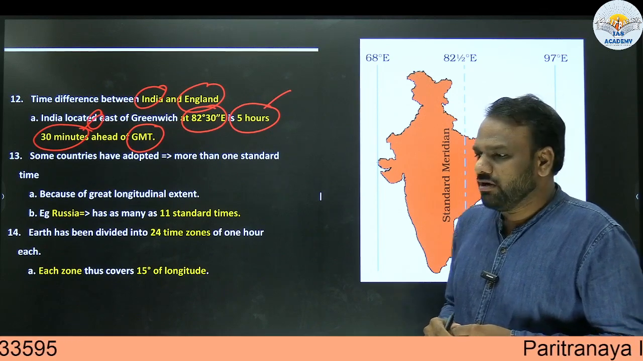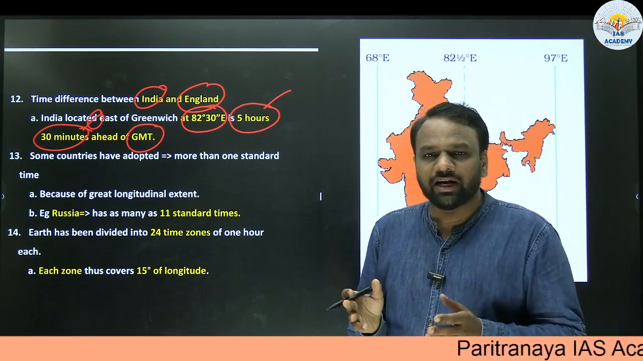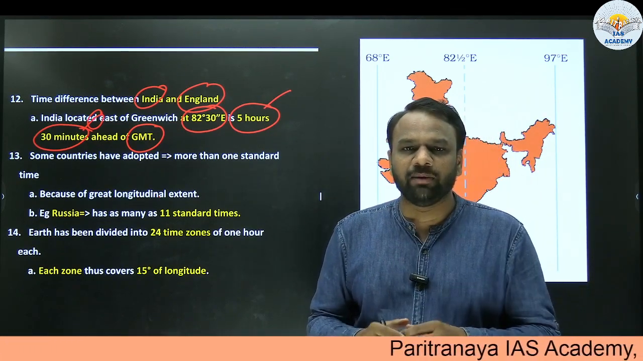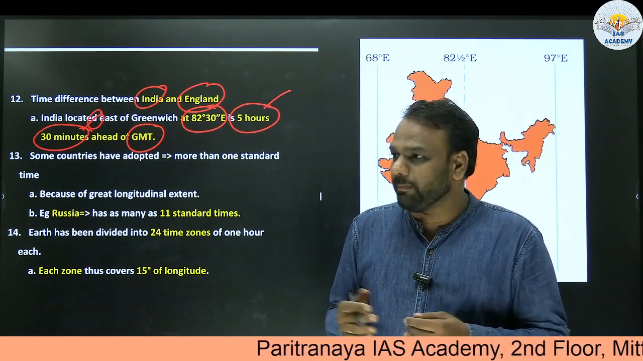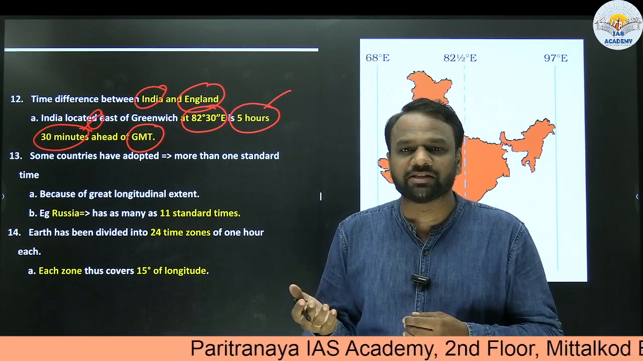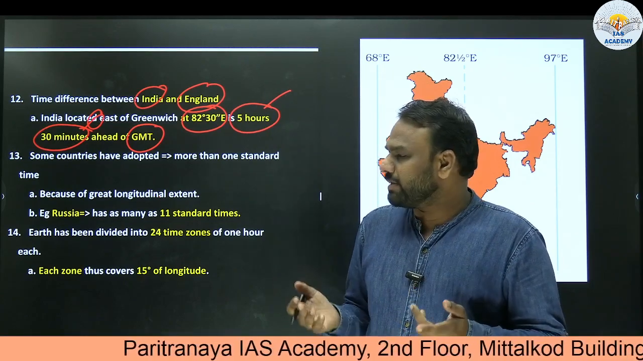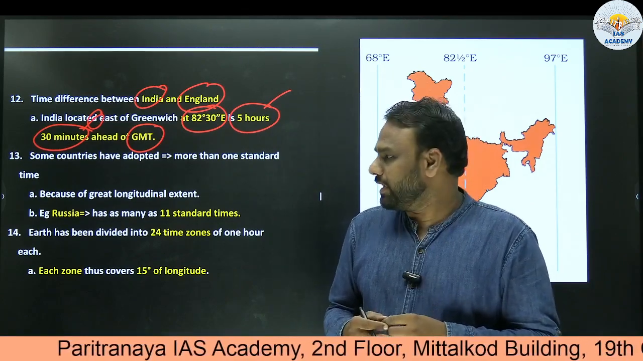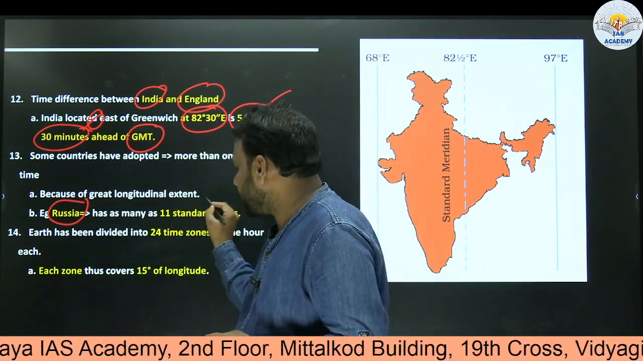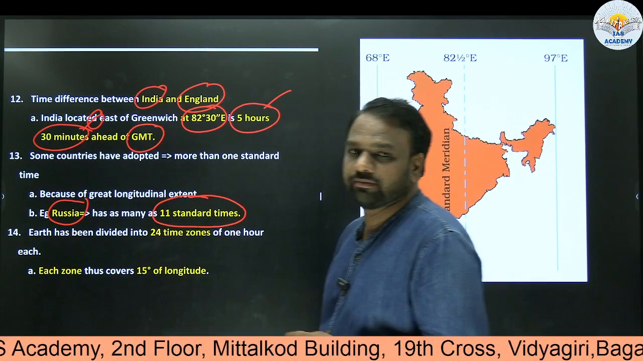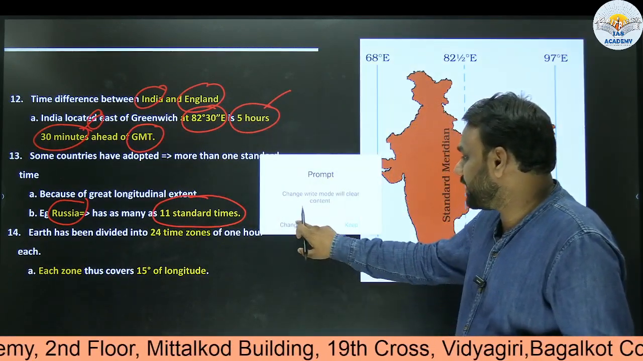Next, across the globe, do all countries have only one single standard time, or may they adopt multiple standard times? There are examples wherein countries have multiple standard times rather than one. When it comes to India, we have only one standard time. But take the example of Russia: Russia has as many as 11 standard times. Not one, but 11 standard times.